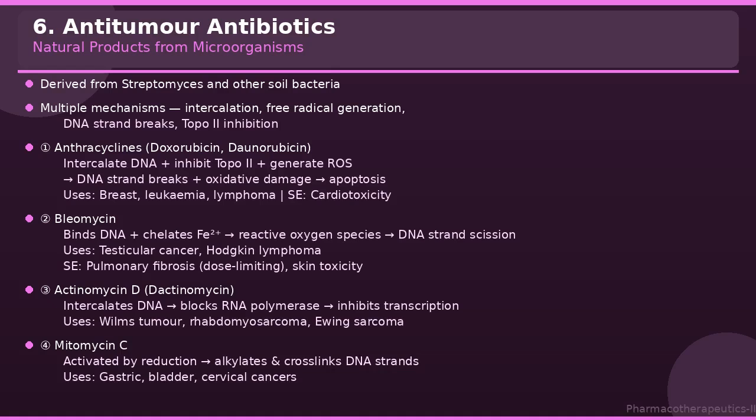Actinomycin D, or dactinomycin, intercalates into DNA and physically blocks the movement of RNA polymerase, thereby inhibiting transcription. It is used in Wilms tumor, rhabdomyosarcoma, and Ewing sarcoma. Mitomycin C undergoes bioreductive activation to form a bifunctional alkylating agent that cross-links DNA strands. Used in gastric, bladder, and cervical cancers.